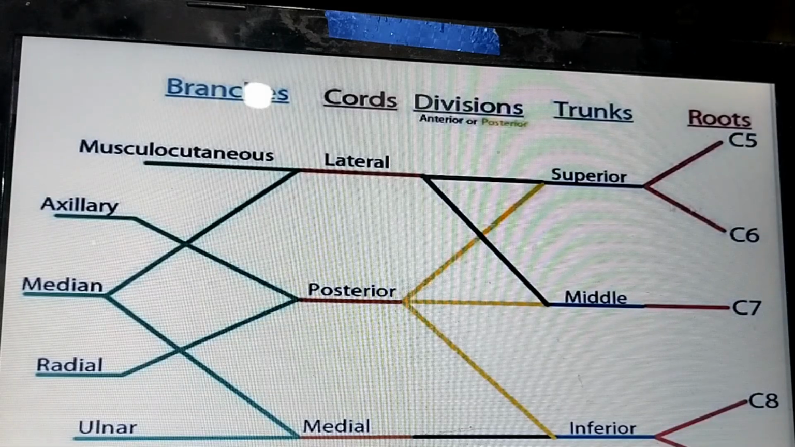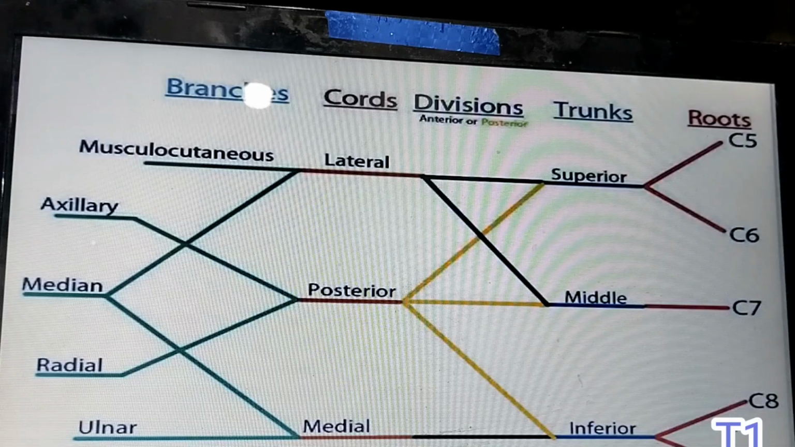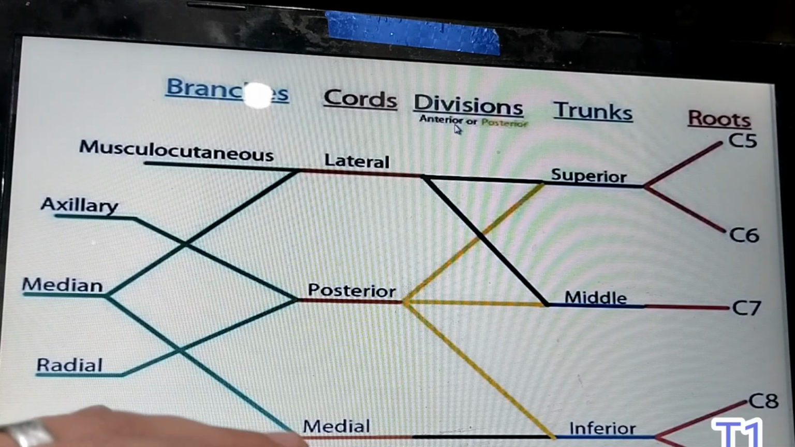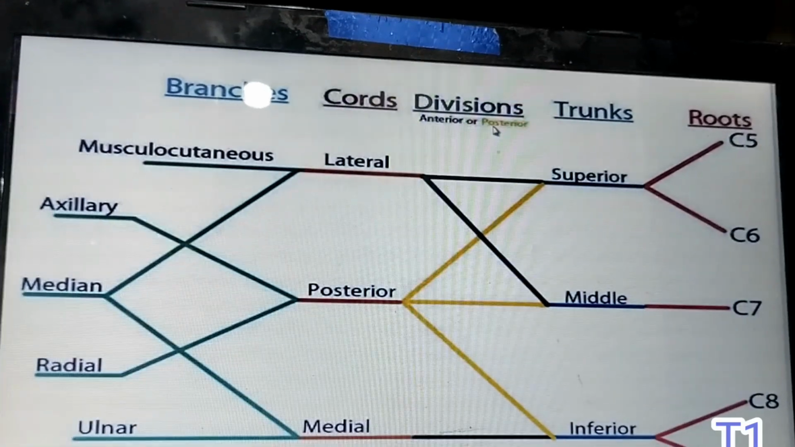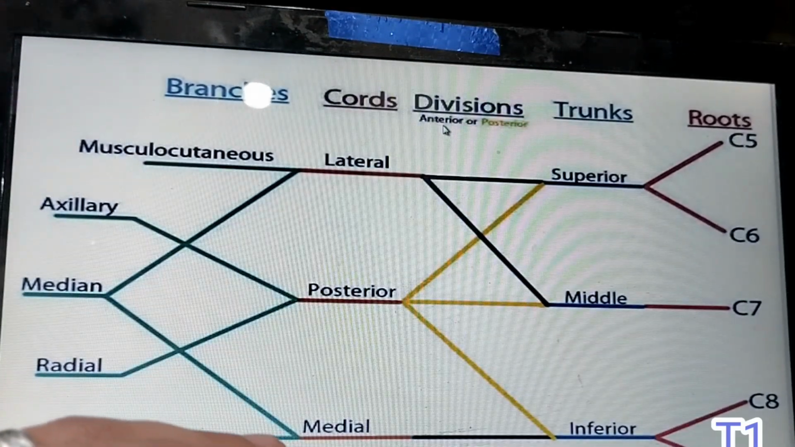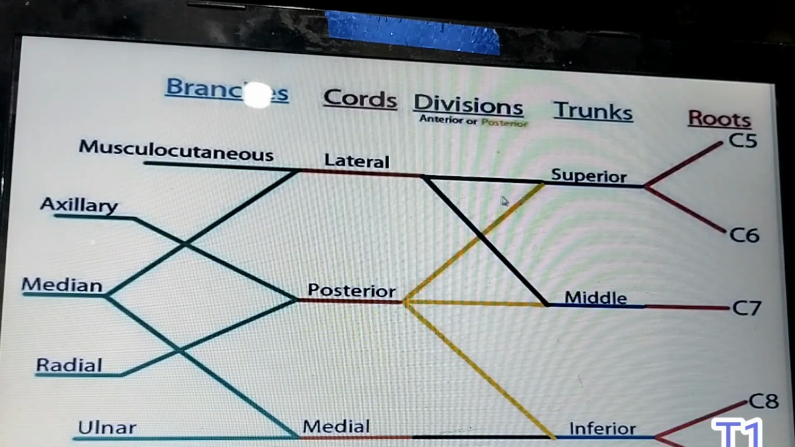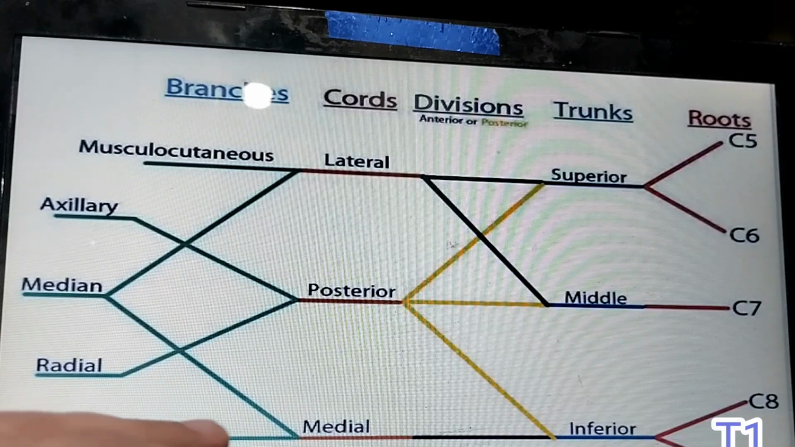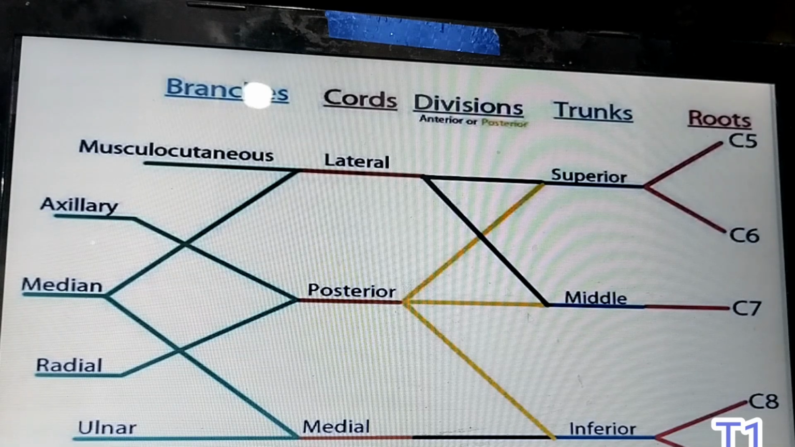C5 and C6 form the superior trunk. Middle trunk comes from C7. Inferior trunk comes from C8 and T1. Each trunk is divided into anterior and posterior. Anterior in black color and posterior in yellow color. The superior trunk gives anterior division, posterior division. The middle trunk gives anterior division and posterior division. The inferior trunk gives anterior division and posterior division.